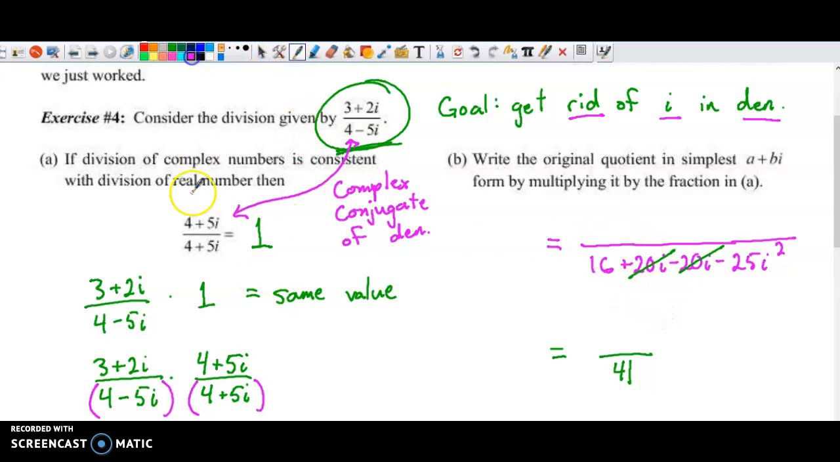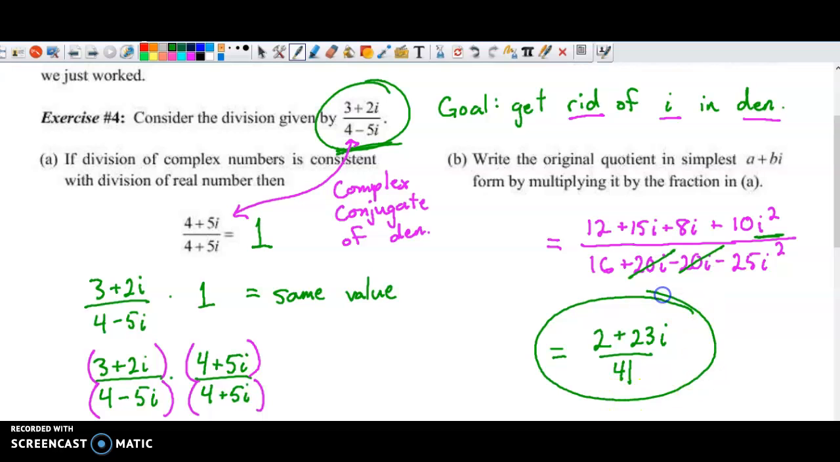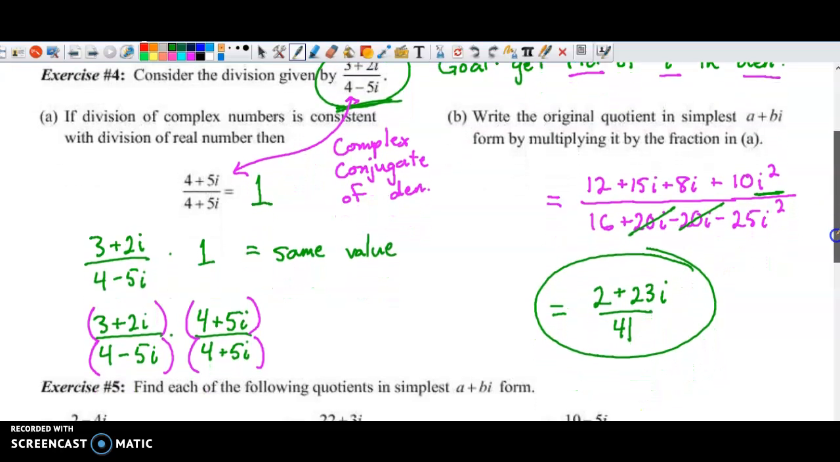But you still have to do all that work in the numerator, because you can't get rid of all the i's. That's why they just choose the i in the denominator. 3 times 4 is 12. Notice I'm foiling. Outside is 15i. Inside is 8i. And the last term, 2i times 5i, is 10i squared. But remember that this is a negative 1. So 10 times negative 1. So 12 plus negative 10 is 2. And 15i plus 8i is 23i. And that's how we get rid of the i in the denominator.